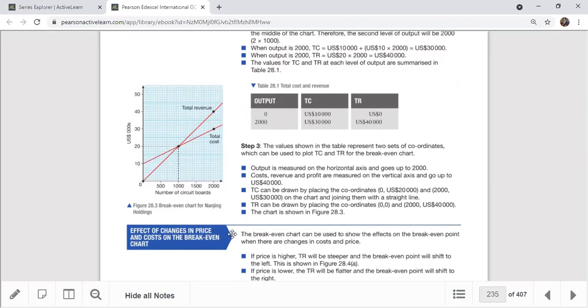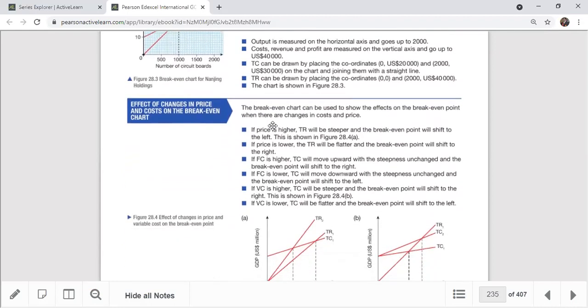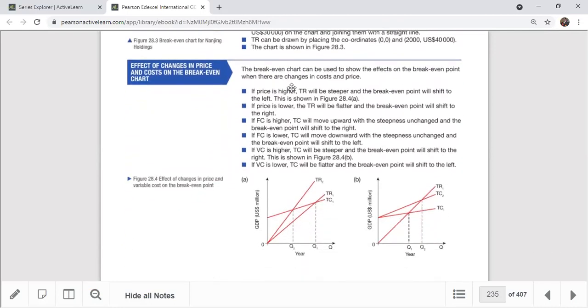Okay, now we are moving to a very important thing: the effect of changes on the break-even point and break-even chart. Normally, when you increase the price, total revenue can increase like this. Total revenue becomes steeper if you increase the selling price. If total revenue decreases, it will go from TR2 to TR1. So when you increase the selling price, total revenue will increase, and the chart will become steeper.